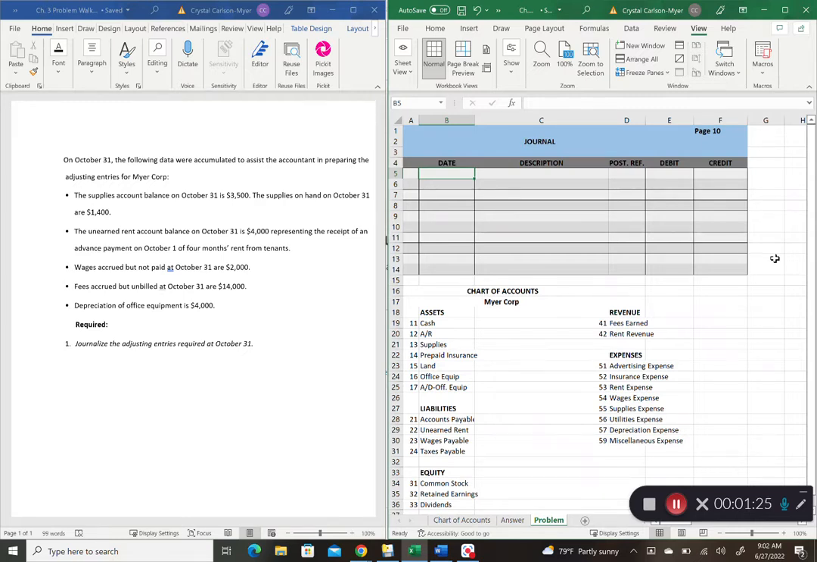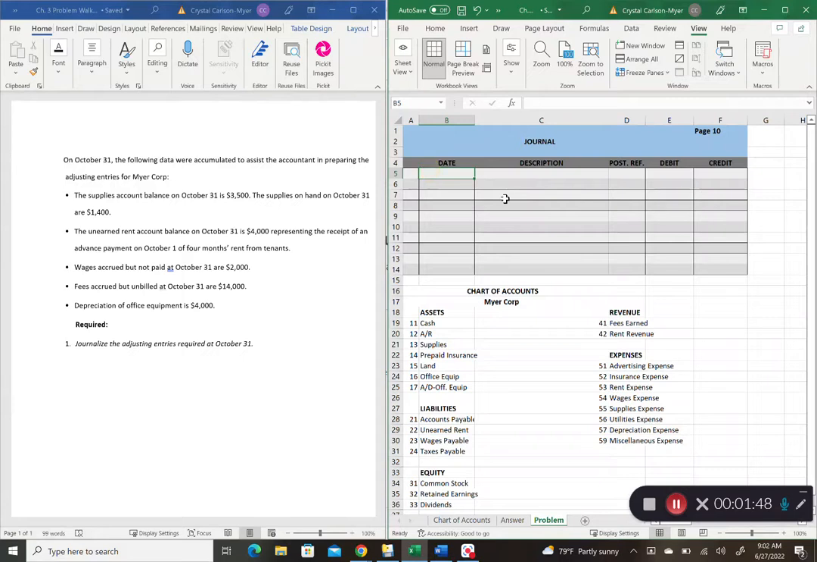So showing in our books, we're showing a supplies of $3,500, but we do a physical count of the supplies on hand on October 31st, and we realize we only have $1,400 worth of supplies left. So we don't want to show in our books that we have $3,500 of supplies when we really don't. We only have $1,400. So we're going to go ahead and make our entry.